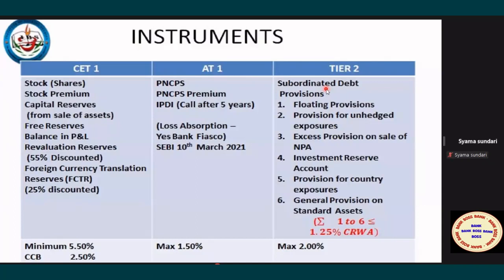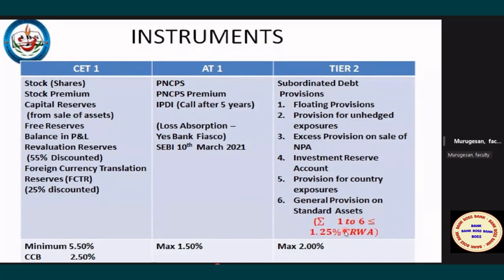Where is PCPS located? PCPS is Tier 2 only, madam. Perpetual cumulative always falls under Tier 2. I think this list has missed one thing. Yes, you are correct. So Tier 2 consists of PCPS also, subordinated debt also, and all provisions also. Only for provisions there is a total restriction. This will qualify as Tier 2: hybrid and debt within the sublimit.